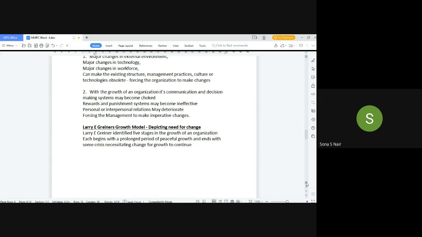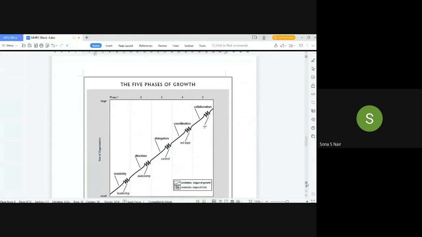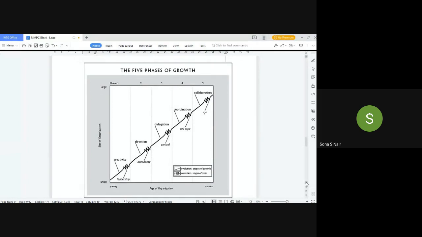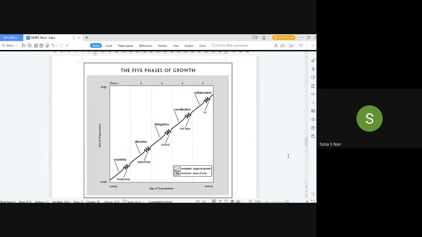At the end of each stage, there will be a problem, there will be a crisis. That crisis, if it is resolved properly, will lead to the next stage. But in case that crisis is not resolved, the organizational growth will stop. Okay, so let us look at this chart, which shows us how the organization grows. Now, this chart is showing us the relationship between the age of the organization and the size of the organization. Right?